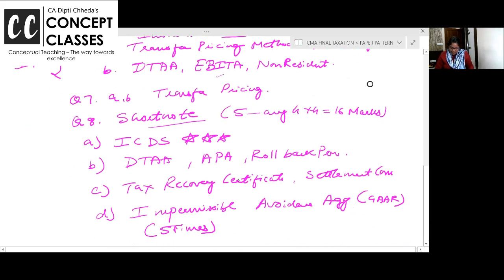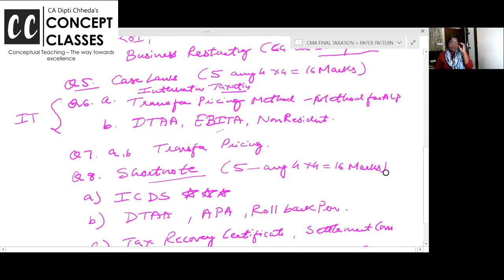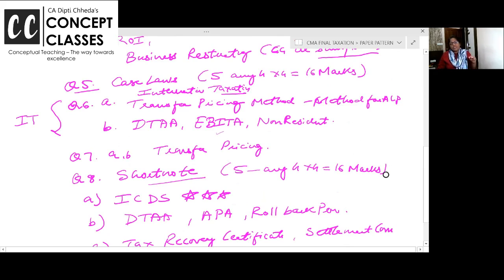Any doubts on the paper pattern anywhere? Anyone? Okay. Sure. So now we are doing these case laws. There was once an exam in which instead of question number 5, they asked it in question number 7. Ma'am, you said question number 5. See, these are professional exams. But at least if you know some paper pattern, the mindset is clear how to attempt it. That's why I'm giving you all this. So instead of the 5th question, they can ask you in the 7th question also.